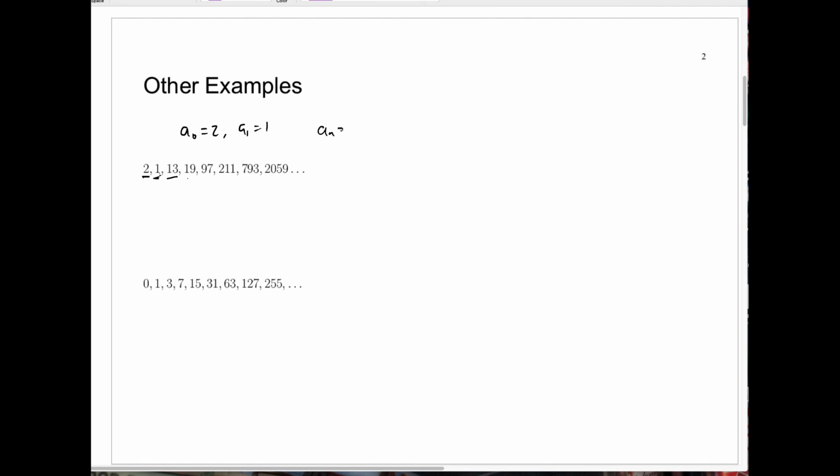We'll say that here, a sub n, this is for n greater than or equal to 2, so beginning with a sub 2, which is here. A sub n is just a sub n minus 1 plus 6 times a sub n minus 2. So we can keep going like that. 97 is 19 plus 6 times 13. You can check that that works. 211 is 97 plus 6 times 19, etc. 793 is 211 plus 6 times 97. 2059 is 793 plus 6 times 211. And you can continue the sequence.